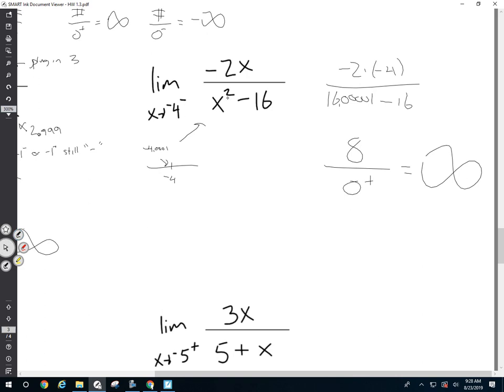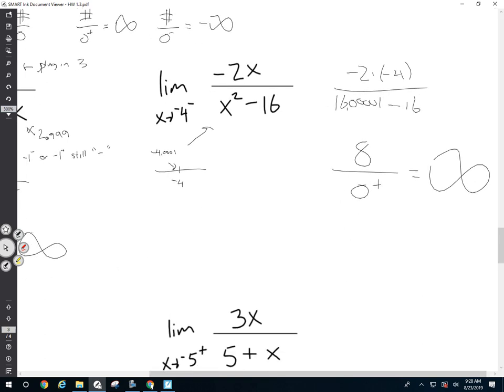So this would have an asymptote at -4 and 4. To the left of -4, I'd be approaching positive infinity. Okay, that's what we determined.